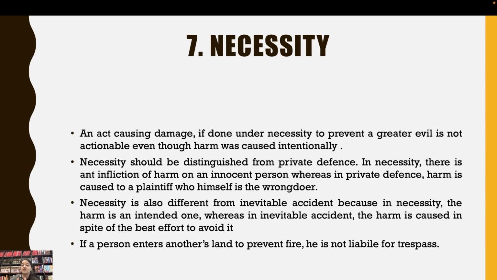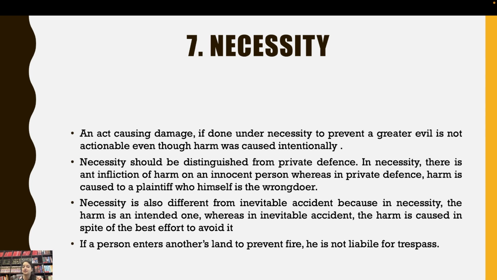Why? In private defense, there is an imminent threat to you and then you act to protect yourself. However, in case of necessity, there is a danger to some other thing and then you protect it. In necessity, there is an infliction of harm on an innocent person. Whereas in private defense, the harm is caused to the plaintiff who himself is the wrongdoer.